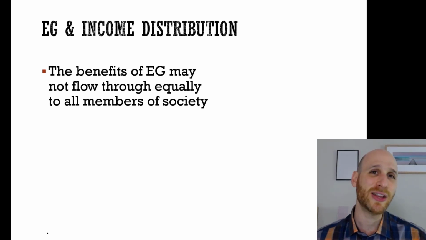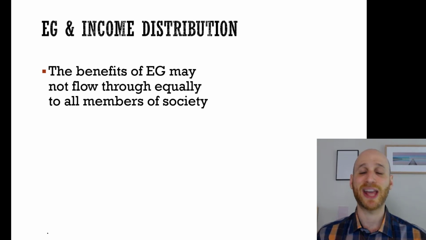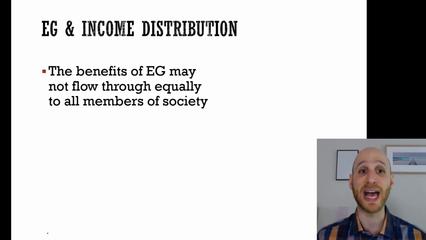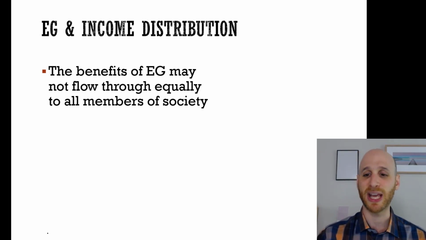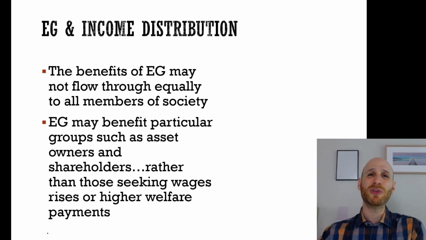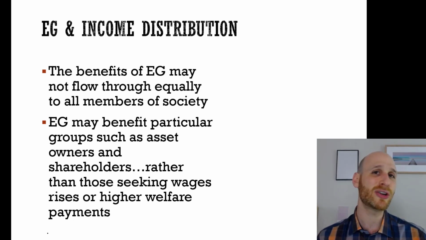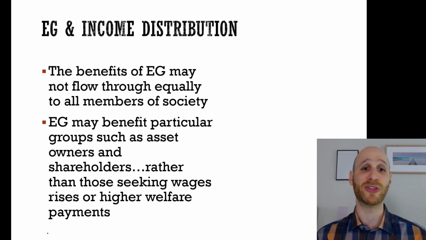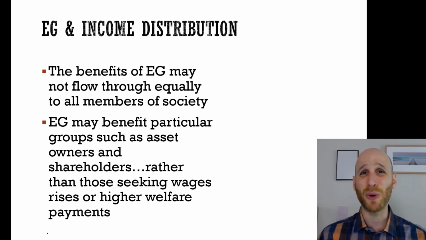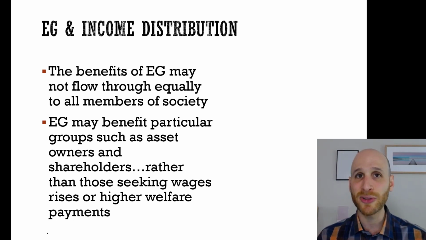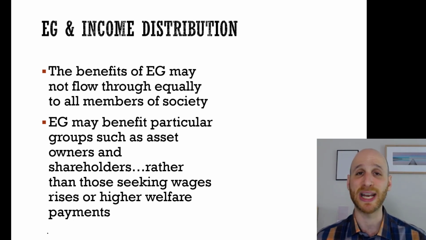Okay, another effect of economic growth is on income distribution. And the way to think about it is that on the face of it, economic growth is great. It's going to be better for everyone in the economy. But in reality, not everyone benefits from higher economic growth. It doesn't flow to everyone equally. So think about it this way. If you've got people that own assets or shares or businesses then they're going to get a bigger benefit from economic growth than those people that are looking for higher wages in low skilled jobs or higher welfare payments. So economic growth may not benefit everyone equally in terms of income distribution.